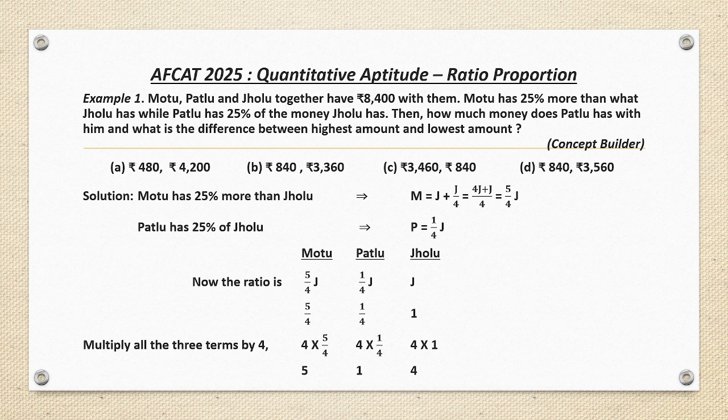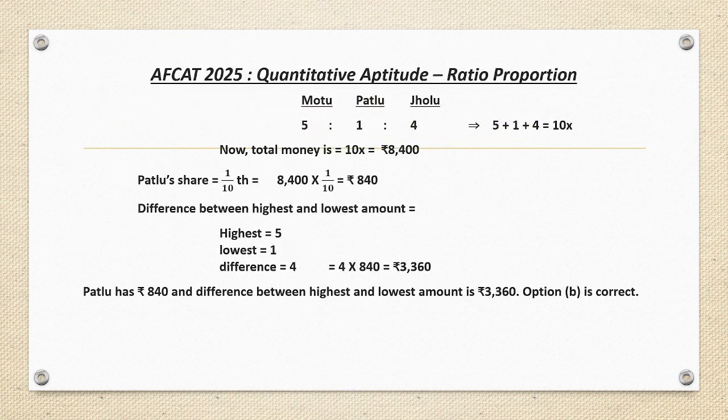If you observe, the first two have 4 in their denominator. So let us multiply all these three terms by the number 4, so that on getting multiplied by 4, the fractions will become digits. So 4 into 5 by 4 is 5. 4 into 1 by 4 is 1. 4 into 1 is 4. So the ratio is 5 is to 1 is to 4. And this ratio total is 10.